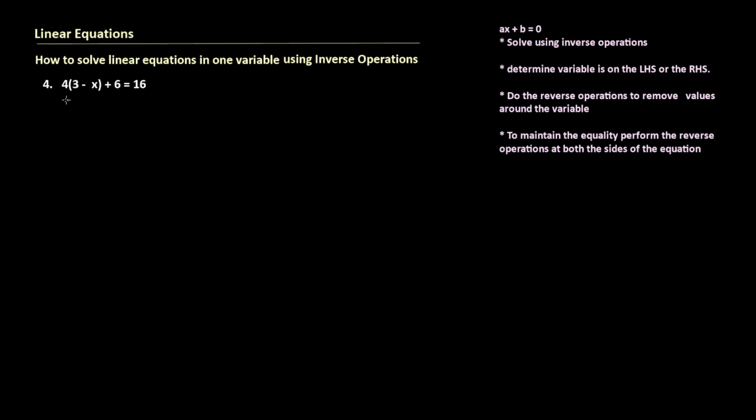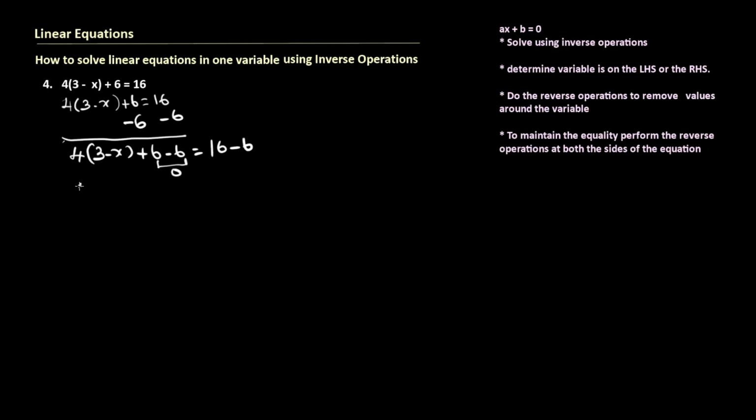Let's see how to solve this fourth example. 4 times 3 minus x, plus 6 equal to 16. Since x is located on our left hand side, we are going to start from our left hand side. That is, we are going to eliminate this 6 by subtracting 6 from both sides of the equation. That makes our equation 4 times 3 minus x plus 6 minus 6 equal to 16 minus 6. 6 minus 6 becomes 0. So the left hand side becomes 4 times 3 minus x, equal to 16 minus 6, which is 10.